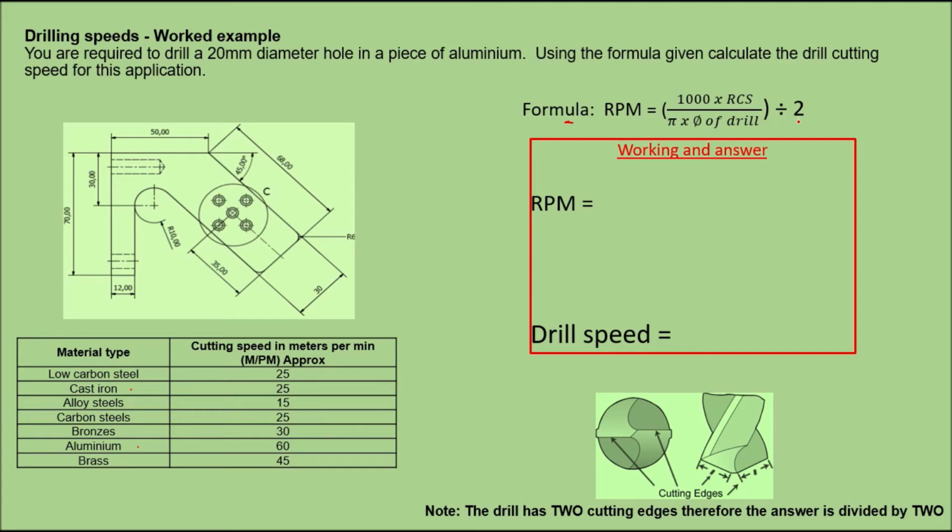The divide by 2, in this case, is there because if we have a look at our drill itself, from a view from the bottom of the drill, we've actually got 2 cutting surfaces. If you had a cutting tool with 4 surfaces, then we would divide by 4. But for our drills, we only have 2 cutting surfaces. So that 2 is pretty much going to be a constant when it comes to doing any calculations in our workshop. So the scenario we've got: we're required to drill a 20mm diameter hole in a piece of aluminium. Those are the two key bits of info that I need.